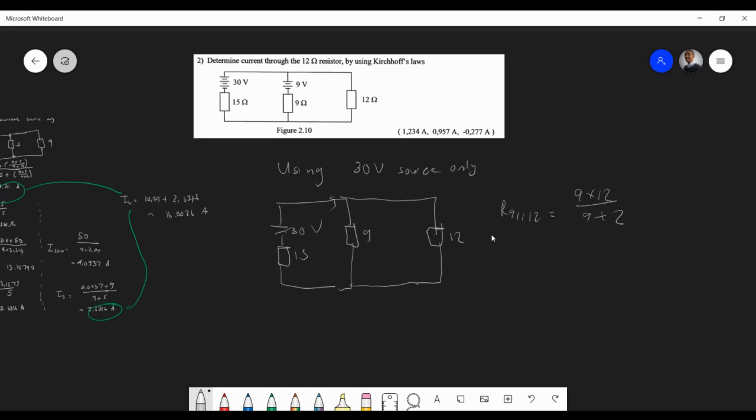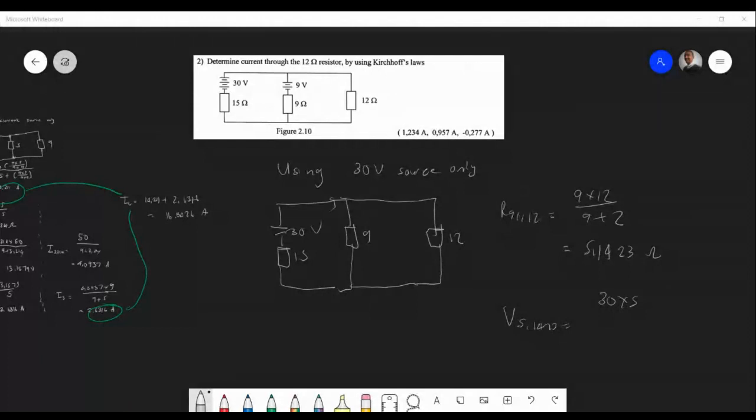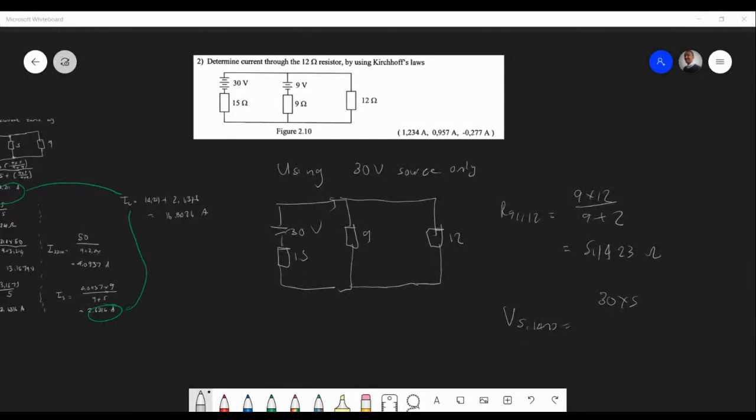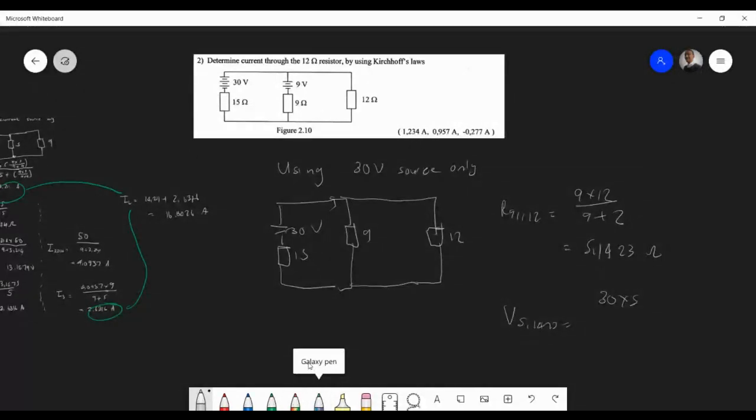And then we have a simple series circuit after this. This is 5.1423 ohms. Then we're going to say the voltage across that one. 5.1. Of course, I'm not really sketching those circuits, so it's 30 volts. But I'm assuming you guys get the idea.